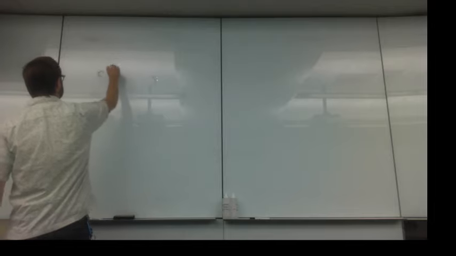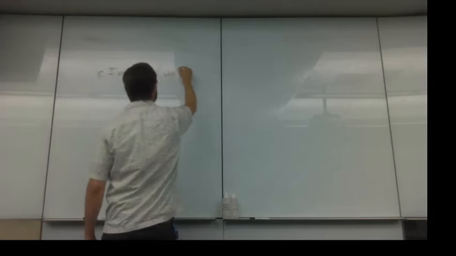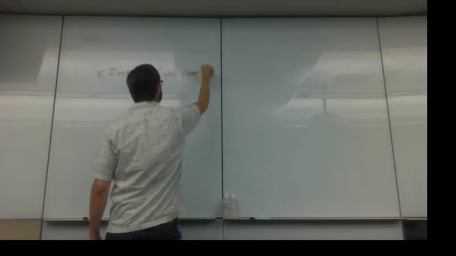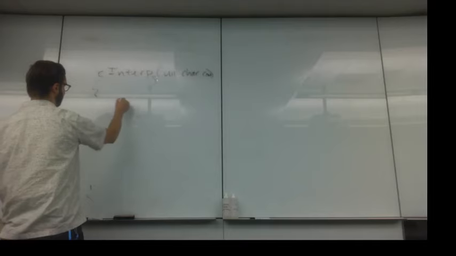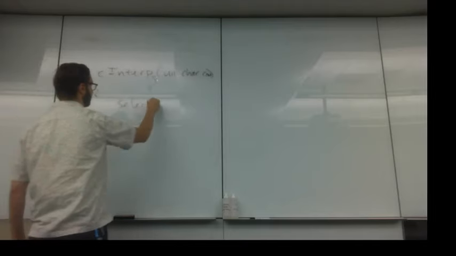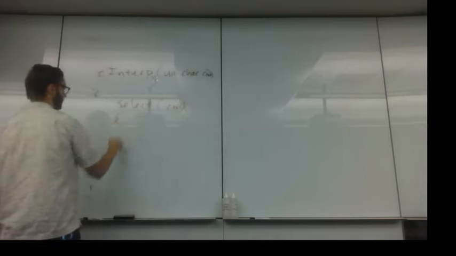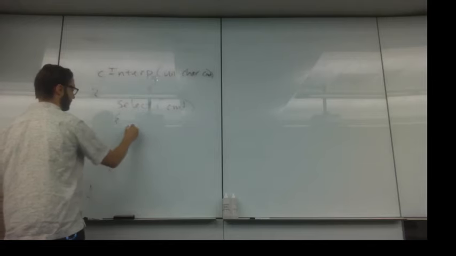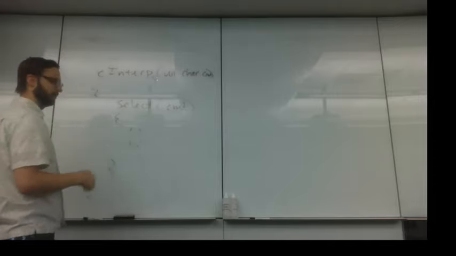So the command interpreter will be C interp, and it'll take a character, CMD we'll call it, and then one way to do it would be to have a select CMD. This is a C directive, and then have a bunch of cases, and I'll let you fill in the rest.